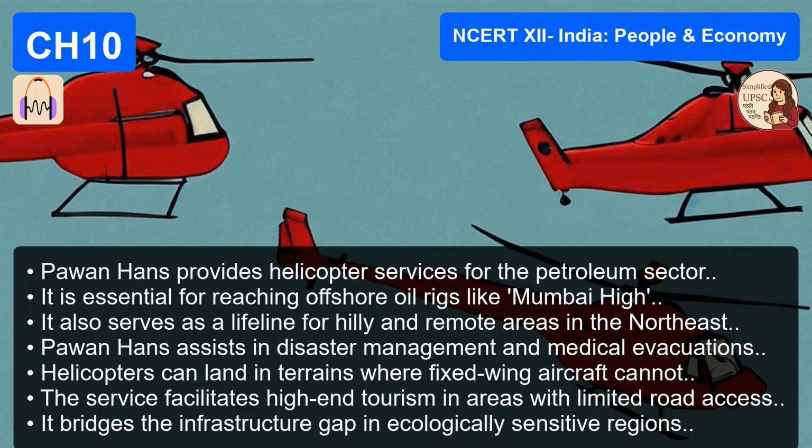The text outlines the structure. The Airport Authority of India, AAI, managing the ground, and the historical division between Air India for international flights and Indian Airlines for domestic. The text also mentions Pawan Hans. It sounds like a character from a movie, but it's actually a helicopter service. A very crucial one. Pawan Hans isn't about luxury travel, it's about access. It provides services to the petroleum sector, think offshore oil rigs like Bombay High, and it's a lifeline for hilly areas and the Northeast where you simply cannot build a runway. Right. Helicopters can land where airplanes cannot. So, again, it's transport adapting to the specific terrain.